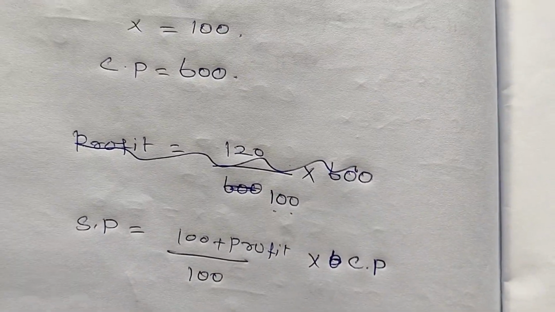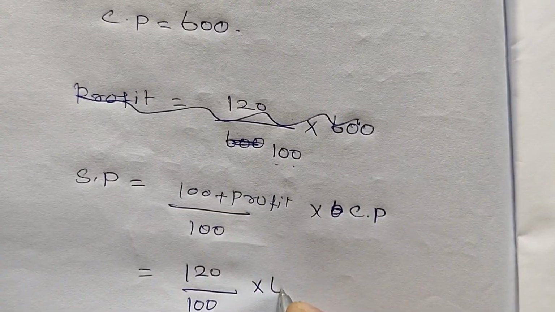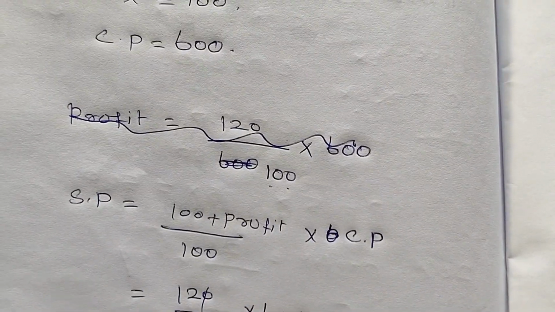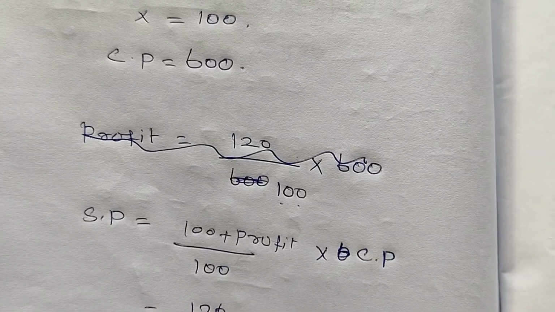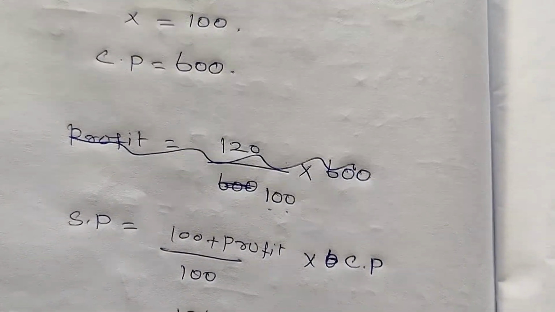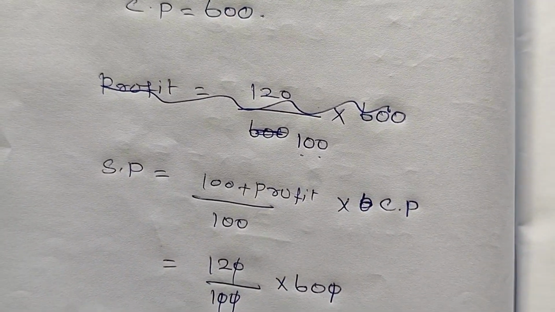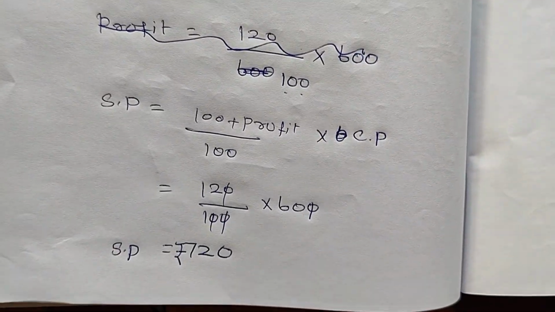So 120 over 100, then the cost price is 600. Cancelling, we get 6 twos are 12, 6 sevens are 42, 720. So rupees 720 is the selling price of the article. If we get a 20% profit, the selling price of the article is 720. If it is 500, it means it is a loss. If it is 720, it means a 20% profit.